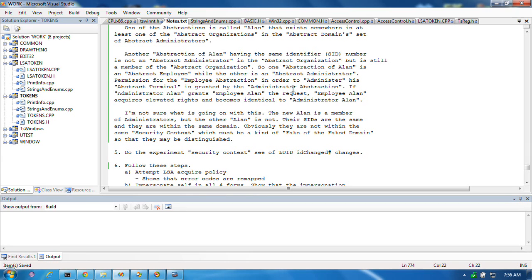That access was being granted to the other Alan that exists in the same organization, but is of a lower priority, and became an administrator. It acquired all of the rights that I have, as you saw, because it became an administrator. It became a member of the administrator group, which one of the versions of Alan is.